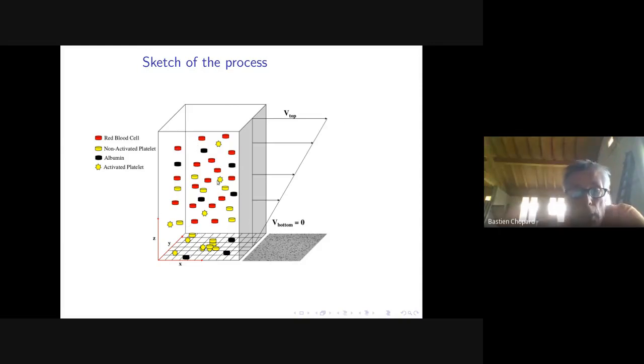And in the blood, basically, we're interested in red blood cells. We're interested in activated platelets, non-activated platelets, and we found out that we also need to take care of albumin, which plays a very important role. So due to this shear rate, the red blood cells start moving and they push the platelets down to this deposition layer and they start fixing.